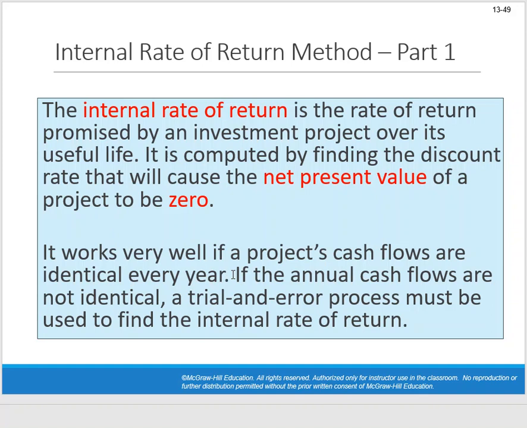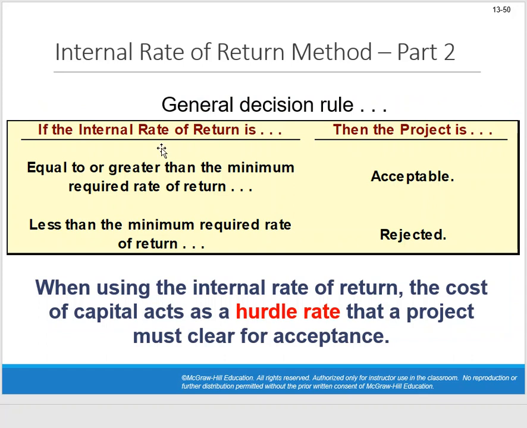So what are they saying there? Well, it works well if the cash flows are identical. It does not work well at all if they're not identical. So if the annual cash flows are not identical, a trial and error process must be used to find the internal rate of return. Essentially, we're talking about guess and check method. So it's a great method if we have identical cash flows every year. Other than that, it's not all that useful.